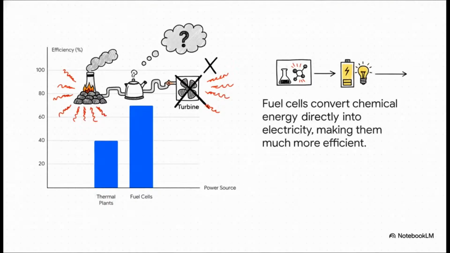That's it. And this chart really shows the incredible potential here. Think about a traditional power plant. They burn fuel to boil water, to make steam, to spin a turbine. There are so many steps, and at every single step, a ton of energy is just lost as waste heat. Their efficiency is only around 40%. But a fuel cell converts chemical energy directly into electrical energy in one clean, quiet step. The efficiency can be as high as 70%. That's so much less wasted energy. It's just a smarter way to generate power.